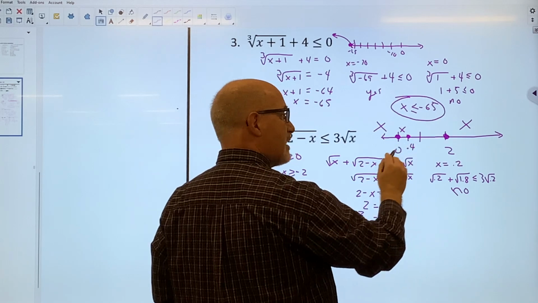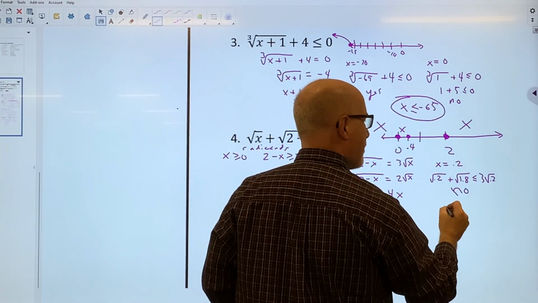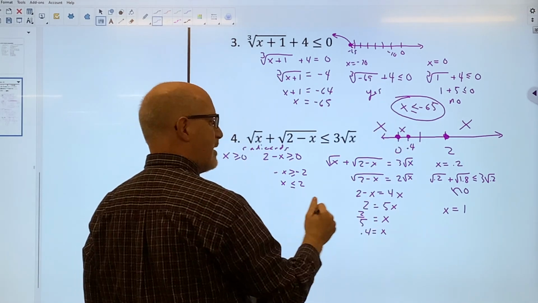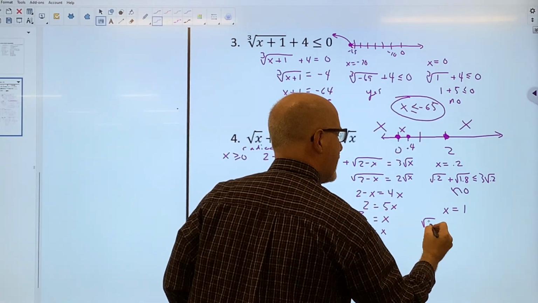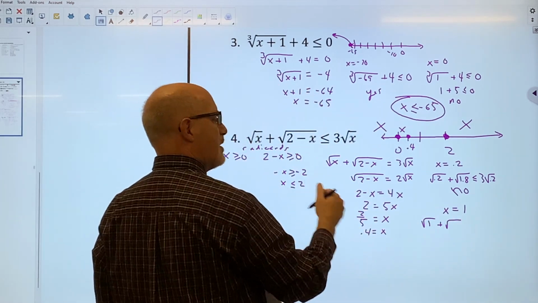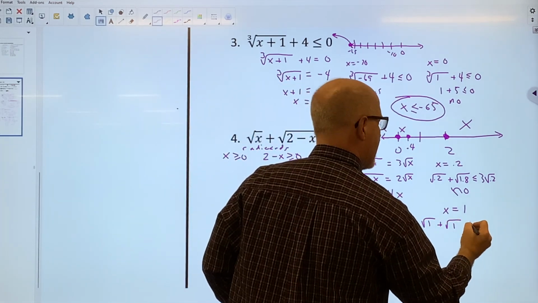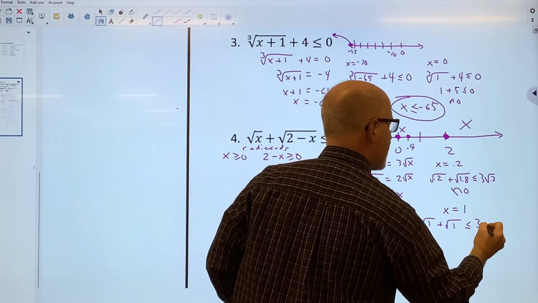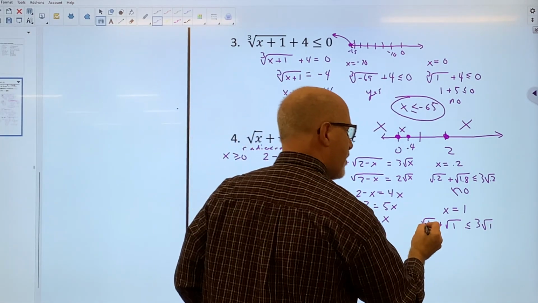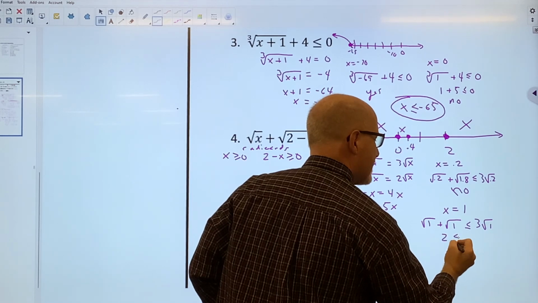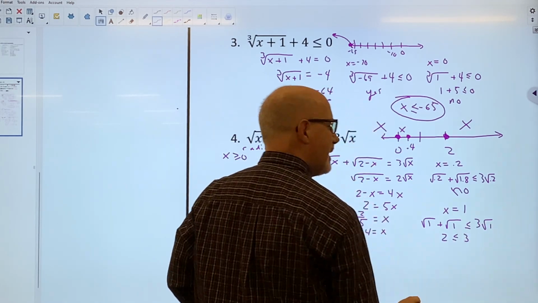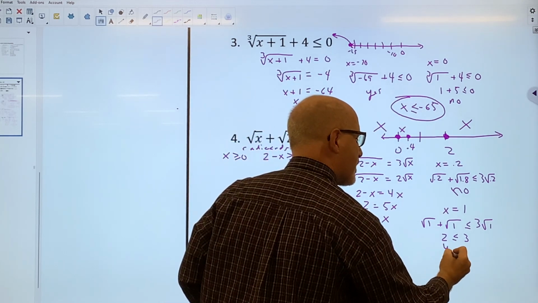It's likely we're going to get this one, but let's check a number. I'm going to put in x equal to 1. It's a nice number for that. The square root of 1 plus the square root of 2 minus 1 is just 1. Is that less than or equal to 3 times the square root of 1? This turns out to be quite nice. We can do it without a calculator. 1 plus 1 is 2. Is that less than or equal to 3 times 1, which is just 3? The answer is yes, this one works.